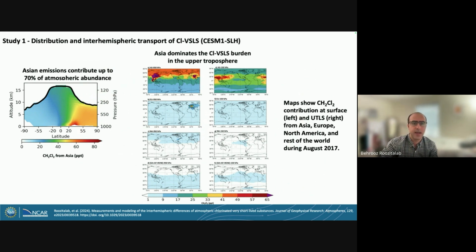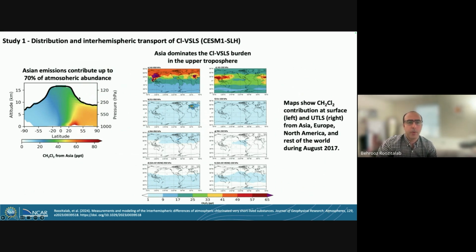sources analysis, which we found that 70% of the atmospheric abundance of this compound is basically because of the emissions in Asia, and most dominantly from China. And here we are seeing the zonal plot of annual mean, we see that it's ubiquitous. It's available everywhere, from the Antarctic to the polar regions.